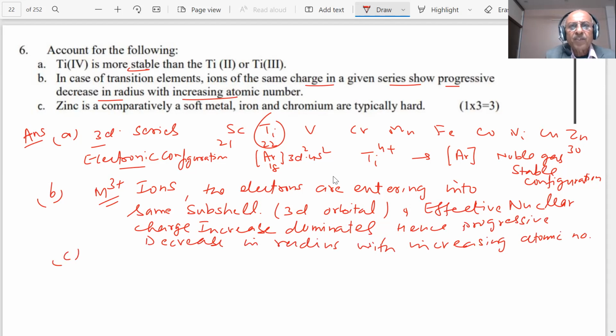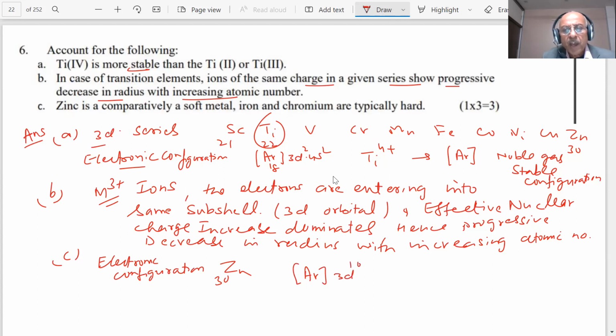Zinc is comparatively soft. Iron and chromium are typically hard. Let us see the electronic configuration of zinc. A lot of questions will be based on electronic configuration. The elements we have just shown are scandium, titanium, chromium, iron, cobalt, nickel, copper, zinc. Zn is 30, you have said. So what was that, student? Argon, 3d10 4s2. So there are no unpaired electrons in zinc.